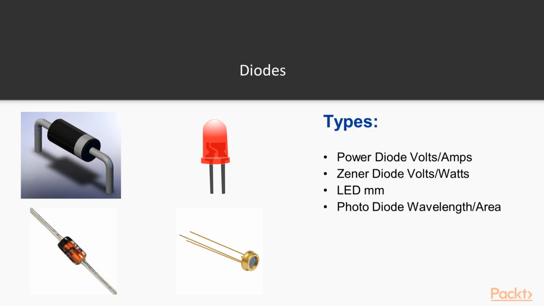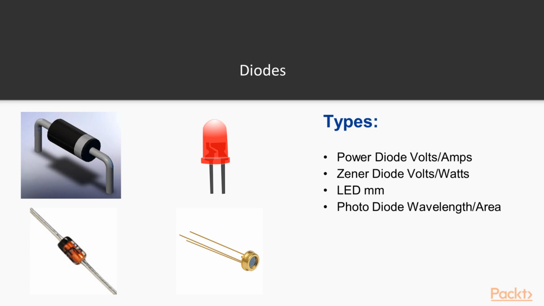Diodes are semiconductors, and there are different types of diodes which you can use depending on what you're going to use them for. Let's first take a look at the power diode. A power diode works pretty much like a check valve. It allows the current to flow in one direction, and it does not allow the current to flow in the reverse direction.